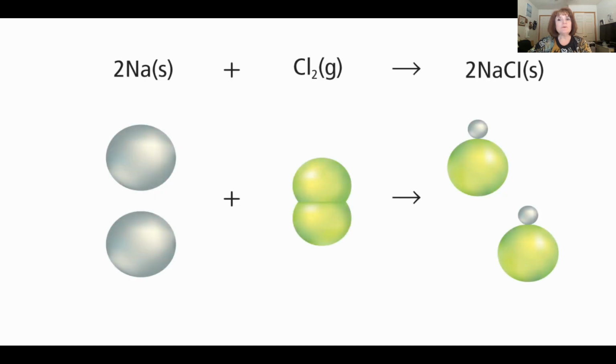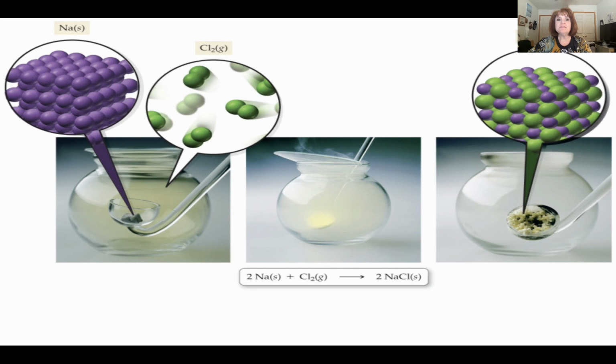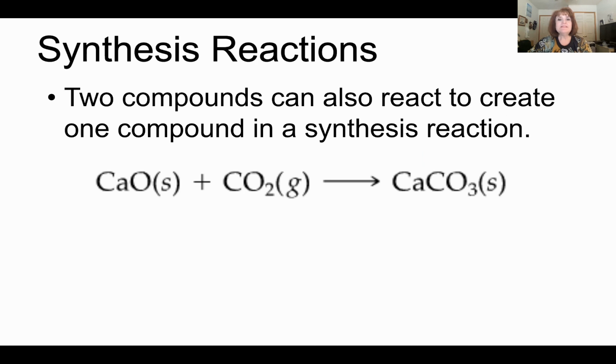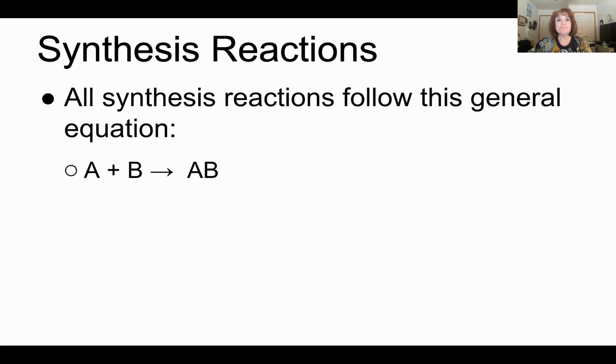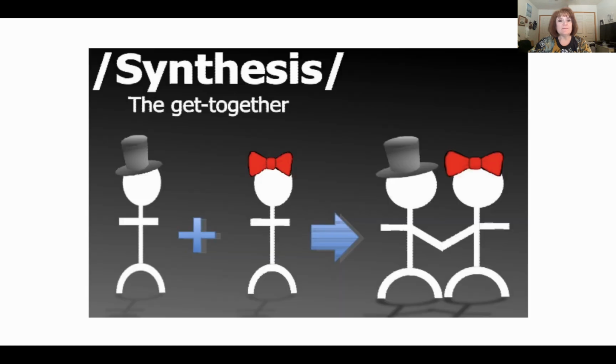Again, sodium and chlorine go together to make salt. A synthesis reaction can also be 2 compounds where you have calcium oxide and carbon dioxide to go make calcium carbonate. All synthesis reactions have that general equation of A plus B makes AB. And this is lovingly called the get-together.